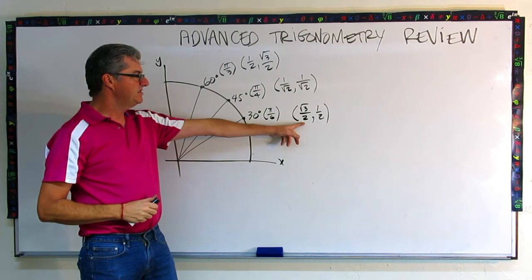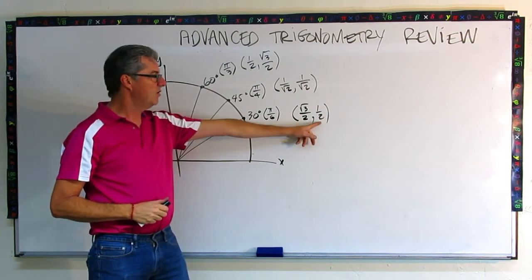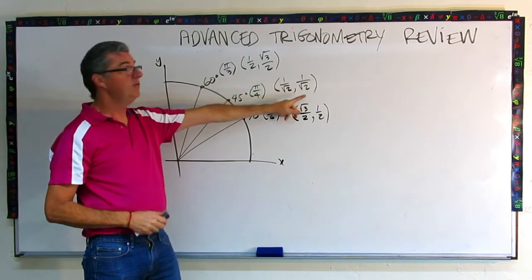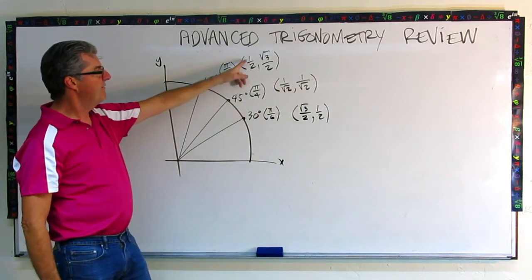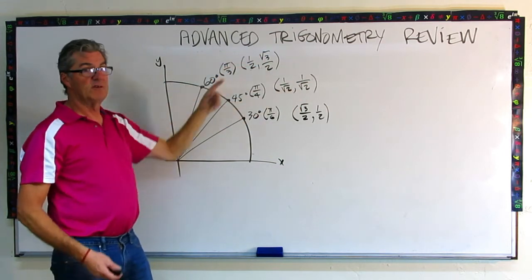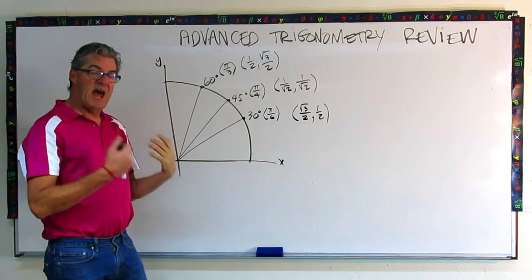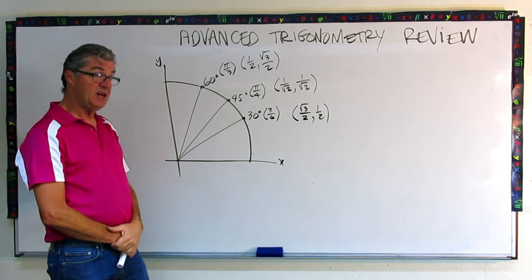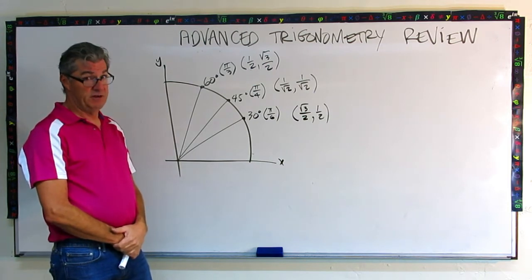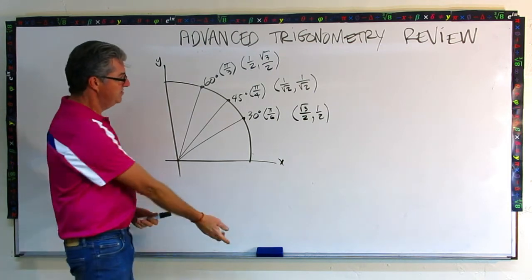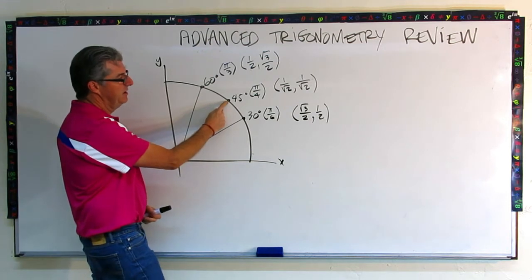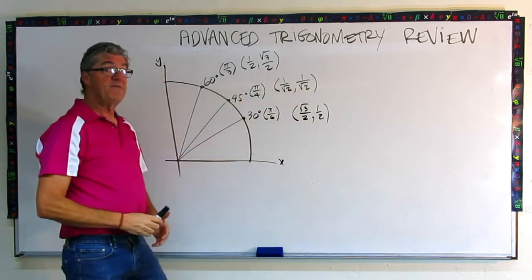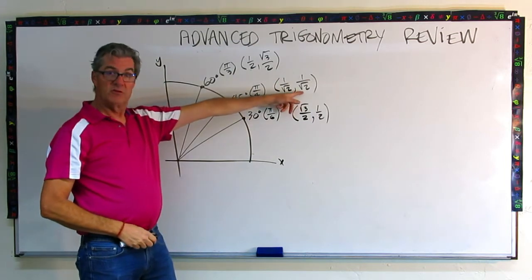So at 30 degrees, the x coordinate is root 3/2, y coordinate is 1/2. Then at 45, we have 1 over root 2, 1 over root 2. And lastly, at 60 degrees, we have 1/2 and root 3/2. So you can be asked questions like, what is the value of sine theta when theta is 45 degrees? And so what you do is you come up to 45 degrees and you look for sine theta. So sine 45 is 1 over root 2.